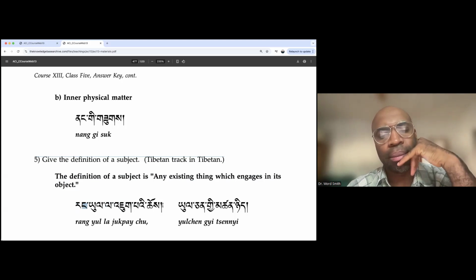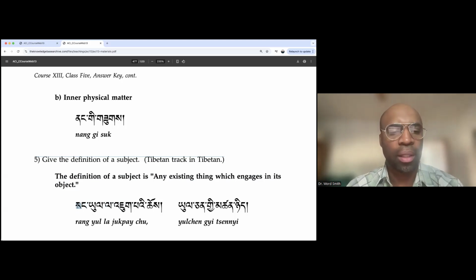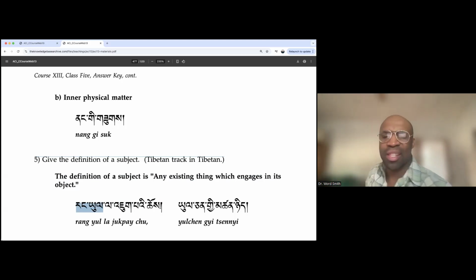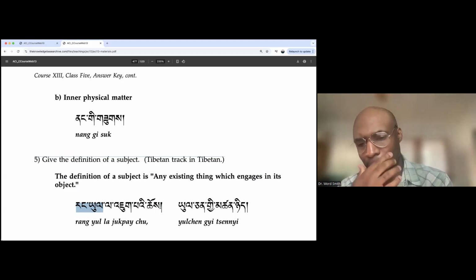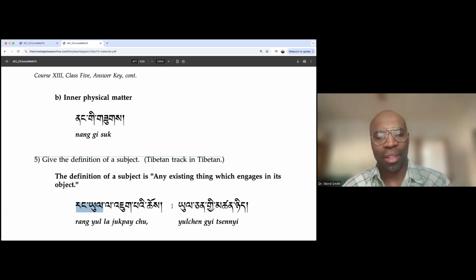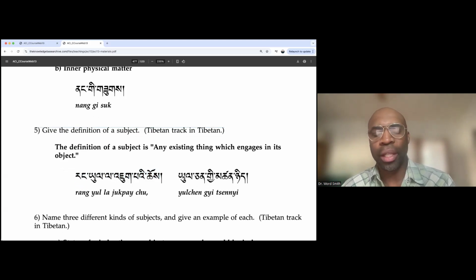Oh, wait, hold on. Yeah, this is its own object when it engages. Because chu can mean object too. The engaging thing, when its own object is engaged in by it, literally. Yulchen literally means the thing that holds, or engages, its object.